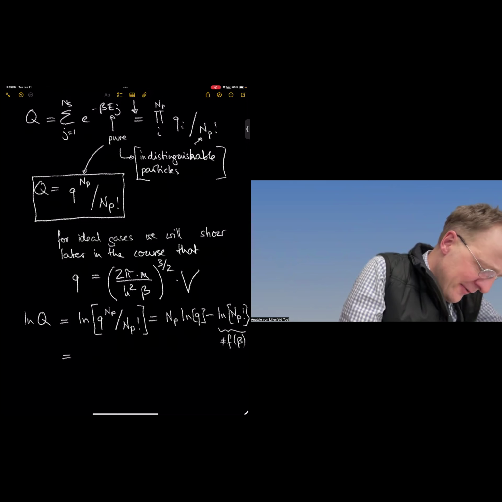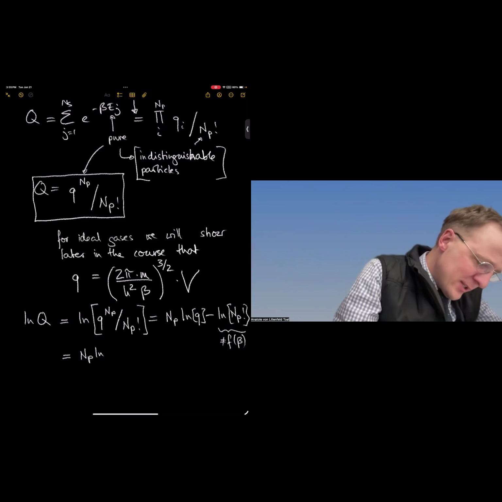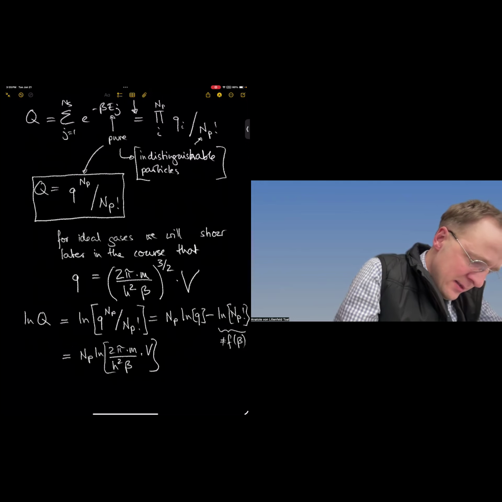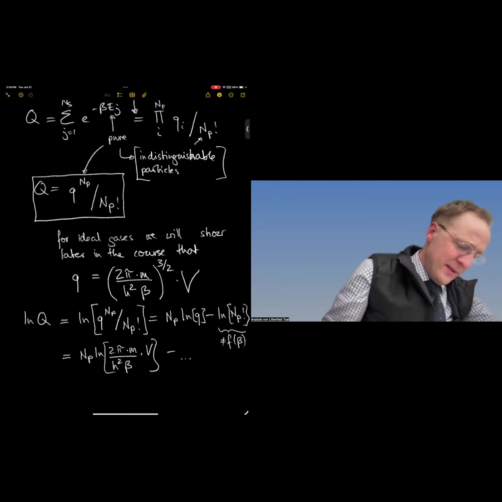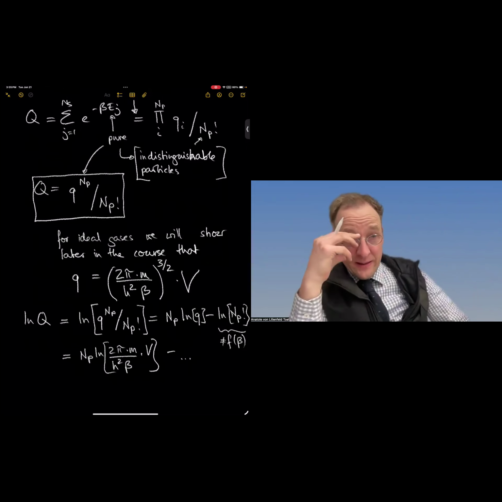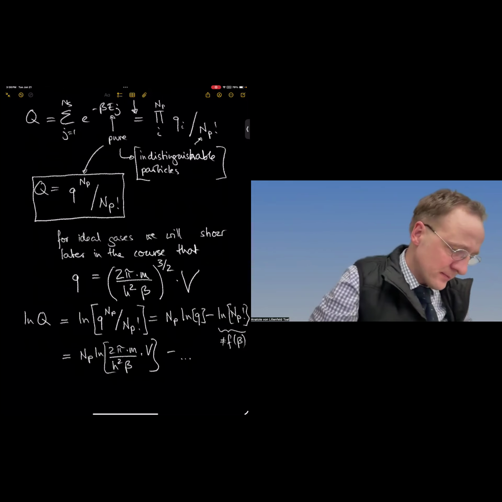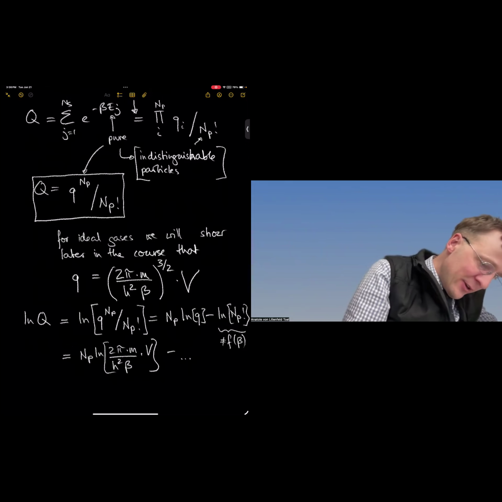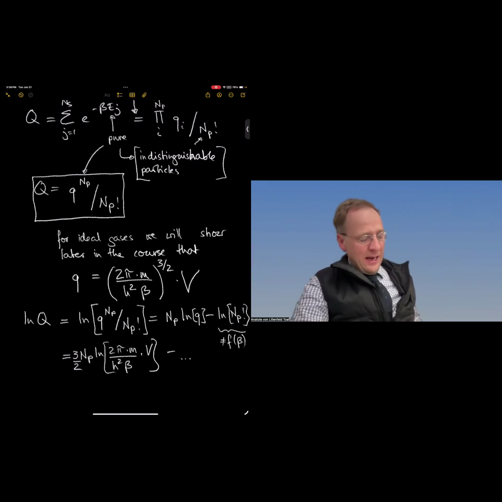Now, this means I have N_P logarithm of my small q. Now, what's my small q? It is 2 pi times m over h squared beta times V, minus the other logarithm I don't care about. Now, if you look at this argument, the small q here, and again, I'm sorry, the exponent 3/2, we can pull it in front.